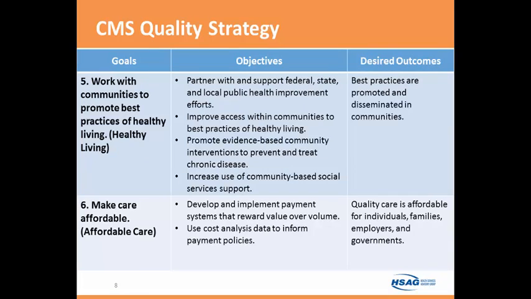The fifth goal of the CMS quality strategy is to work with communities to promote best practices of healthy living, with the associated objectives of partnering and supporting federal, state, and local public health improvement efforts. Improve access within communities to best practices of healthy living. Promote evidence-based community interventions to prevent and treat chronic disease, and increase use of community-based social services supports. The desired outcome of this goal is to promote and disseminate best practices in communities.